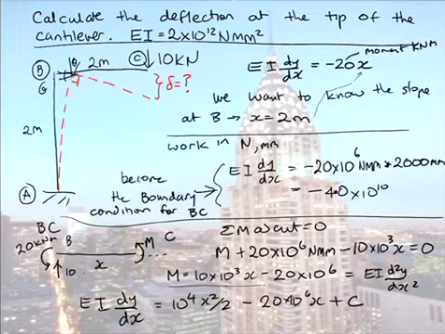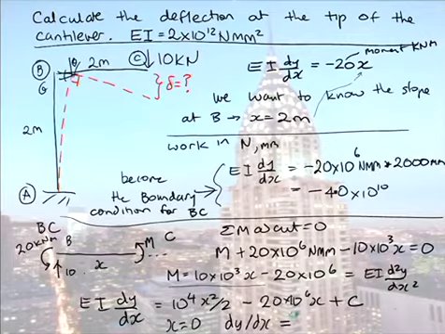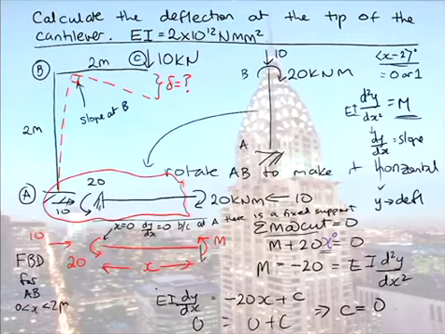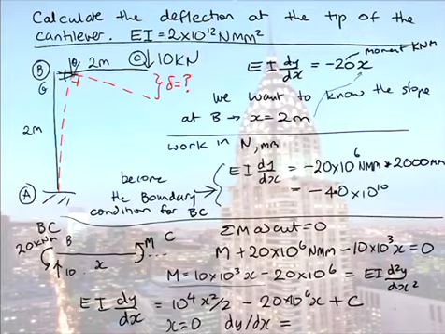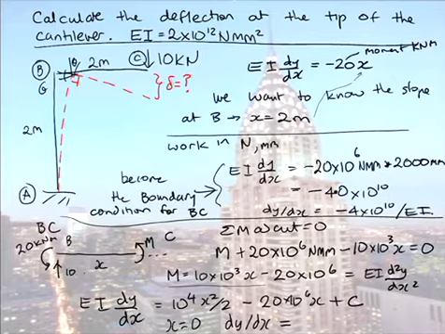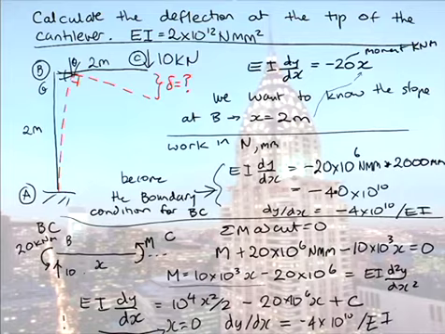So, if we now substitute in when x is 0, dy dx is equal to... and we come back here, and what did we say dy dx was equal to? We've gone too far. Sorry. Here it is. So dy dx is actually equal to minus 4 divided by EI. So this is our boundary condition.